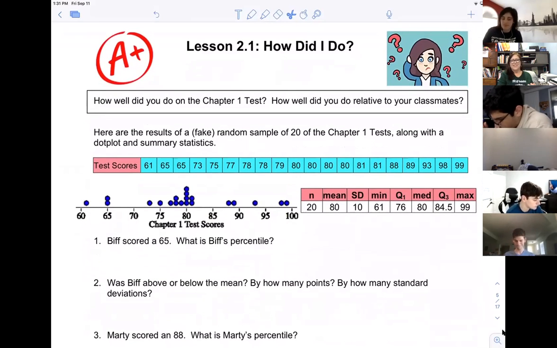And this lesson is called How Did I Do? How well did you do on the chapter 1 test? How well did you do relative to your classmates? So this is fake data. This is not representing you or period 1. And it says, here are the results of a fake random sample of 20 of the chapter 1 tests, along with a dot plot and summary statistics. So we have the raw data, the dot plot from the Statlet, and the summary statistics from the Statlet also.